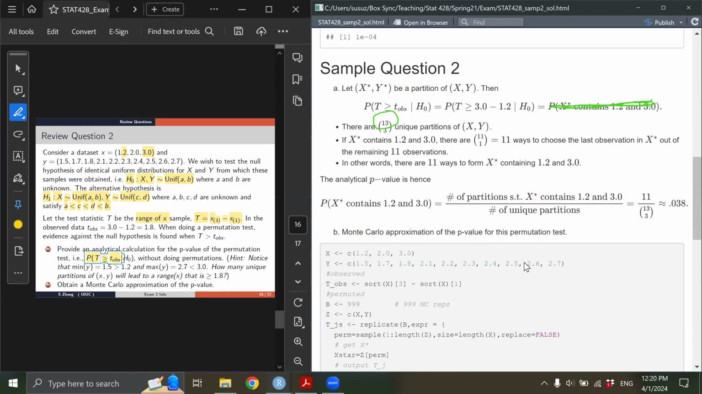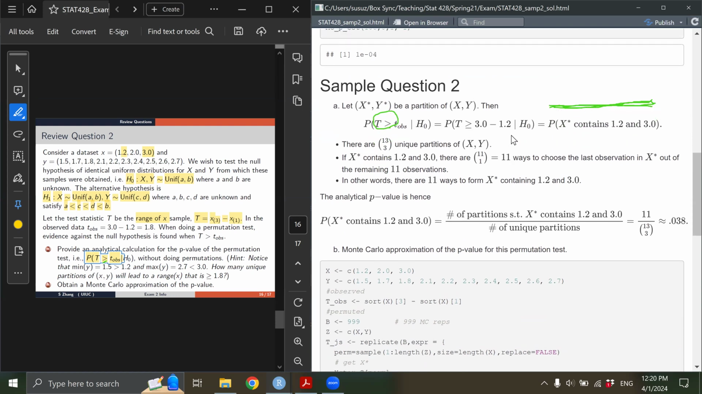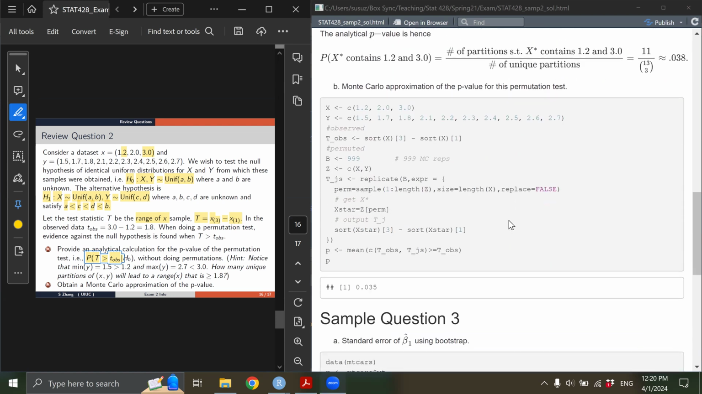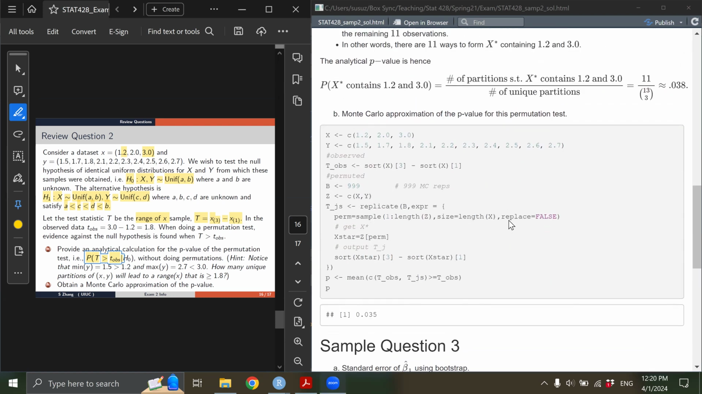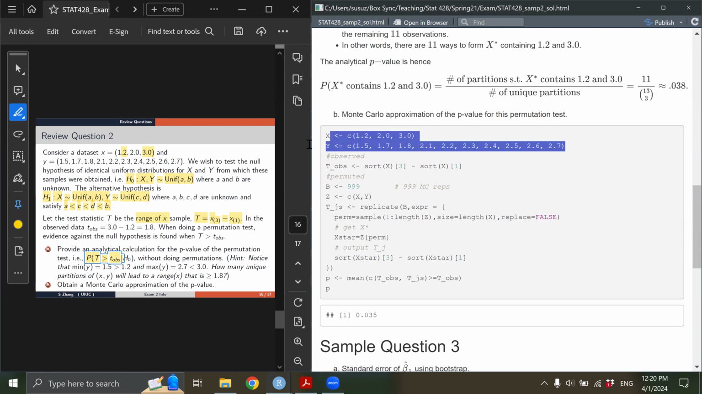What we are going to do instead in part B is to use Monte Carlo approximation to approximate this p-value. That might be what you're more familiar with from our lectures. How do you compute this value using simulations? So first part of the code, we import the x and y data, which essentially are the vectors containing these 2 things.